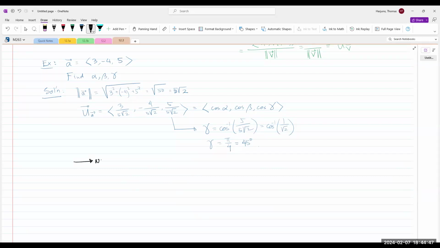Note that cosine squared alpha plus cosine squared beta plus cosine squared gamma equals 1. Why?